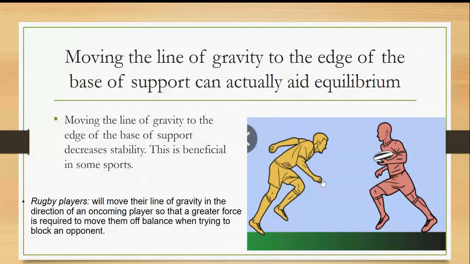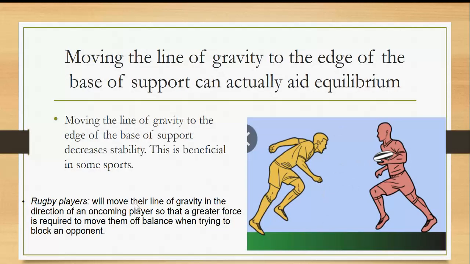Another reason why people would want to move the line of gravity to the edge of the base of support is to make themselves more stable. So bear with me here. We've got two rugby players coming towards each other. You notice that they're both crouched forward or leaning forward. Okay, why would they do that?